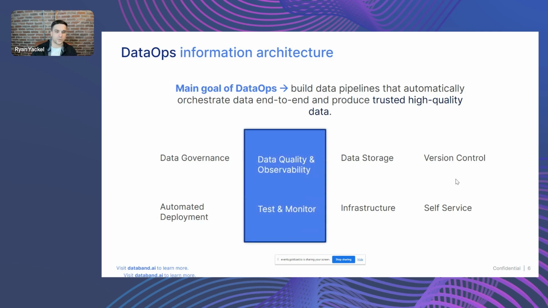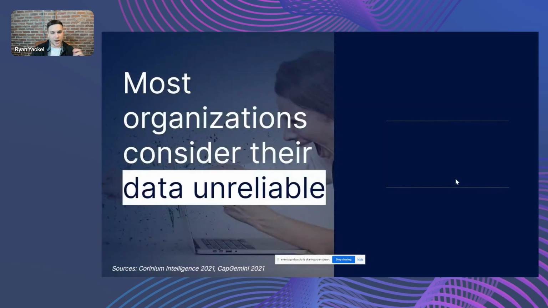We're really going to be talking about data quality and observability, specifically in this testing and monitoring space. So why is this a problem?